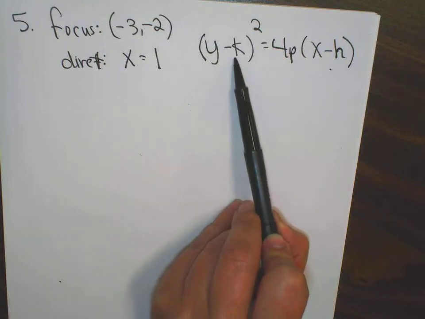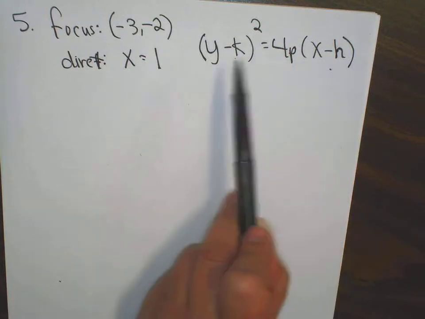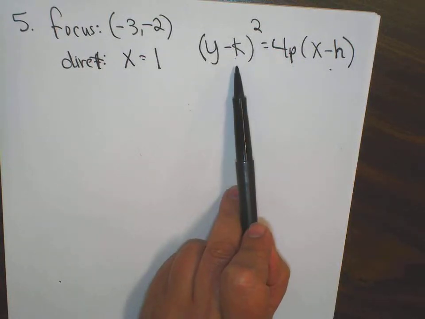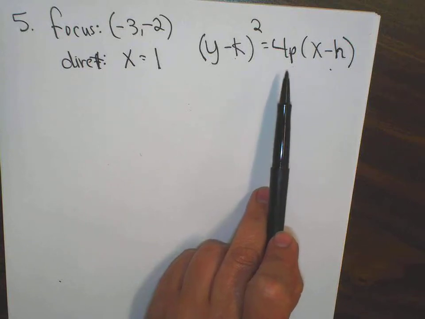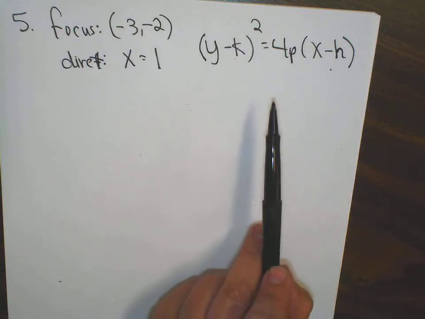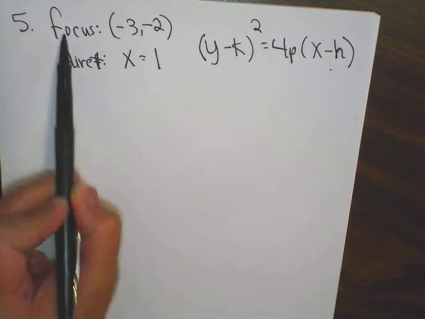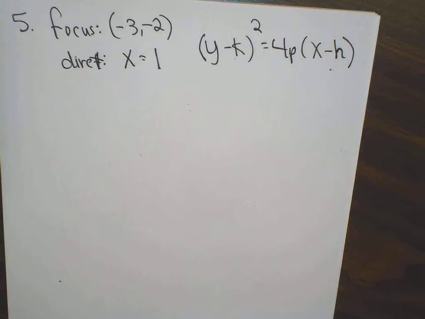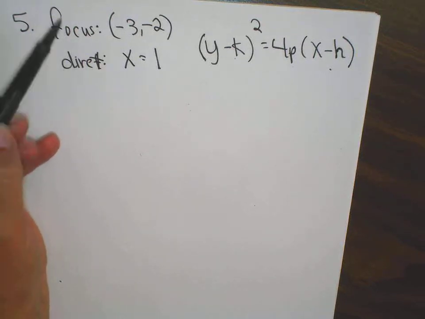H, K, and P. H is the x-coordinate of the vertex, K is the y-coordinate of the vertex, P is the distance from where to where? Yeah, so from the vertex to the focus, or from the vertex to the directrix, or if I have just the focus and the directrix, P is the distance between them divided by 2.